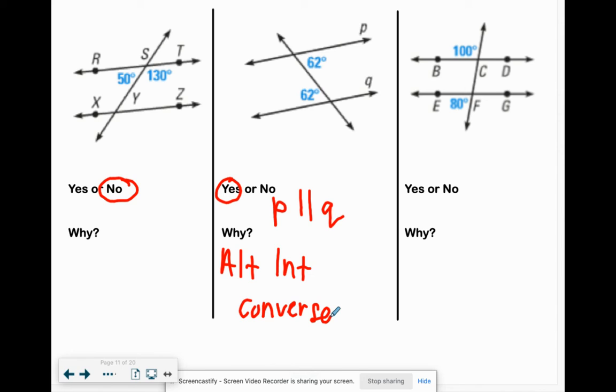And then this last one here. Anything special with these two angles? No. Could we find this angle right here on the other side of 80? Because if two angles make a straight line like that, what do they have to add to? 180, right? So if this one's 80, what would this angle have to be? 100.